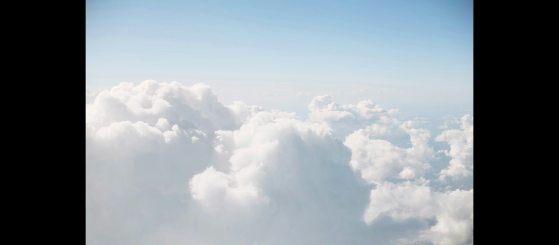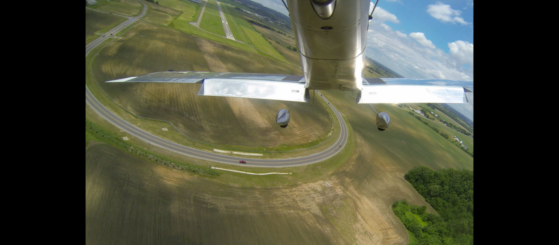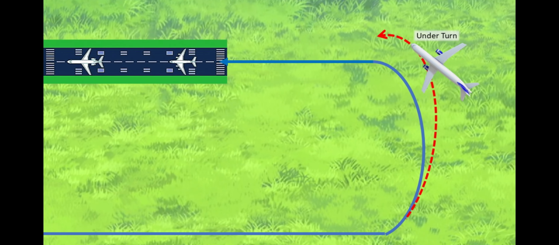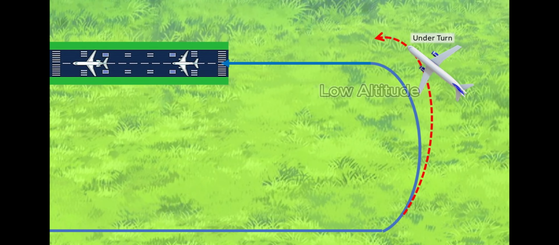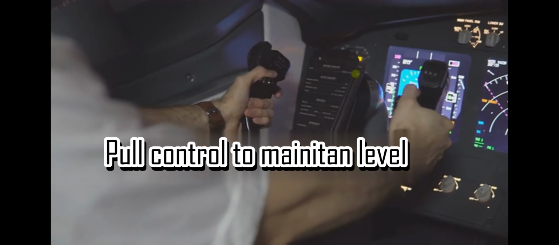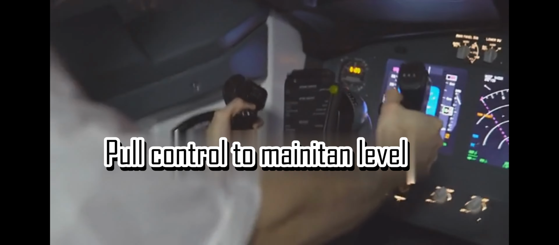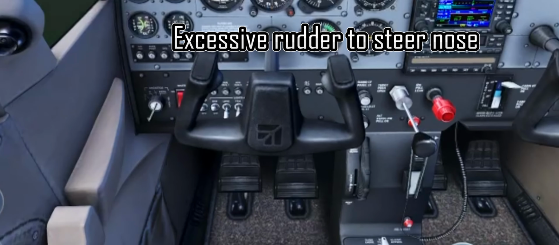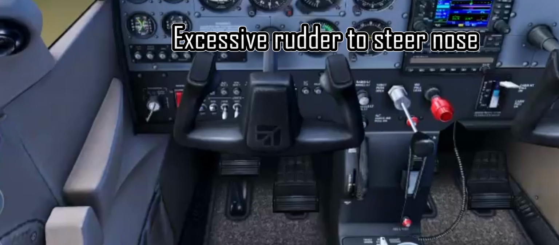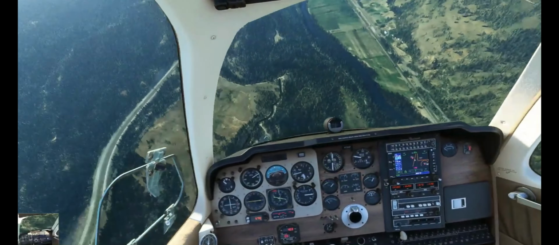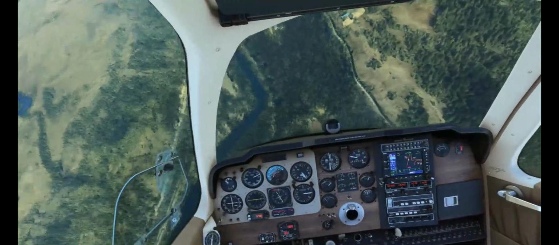Common mistakes by pilots. Let us consider a situation. You are in a base turn in a circling approach. Your speed is low, closer to stalling speed. You have descended more and made an underturn. Now to maintain level, you pull the control column back, and invariably you are applying excessive rudder to steer the nose to align with the center line. You are invariably inviting a conventional spin.